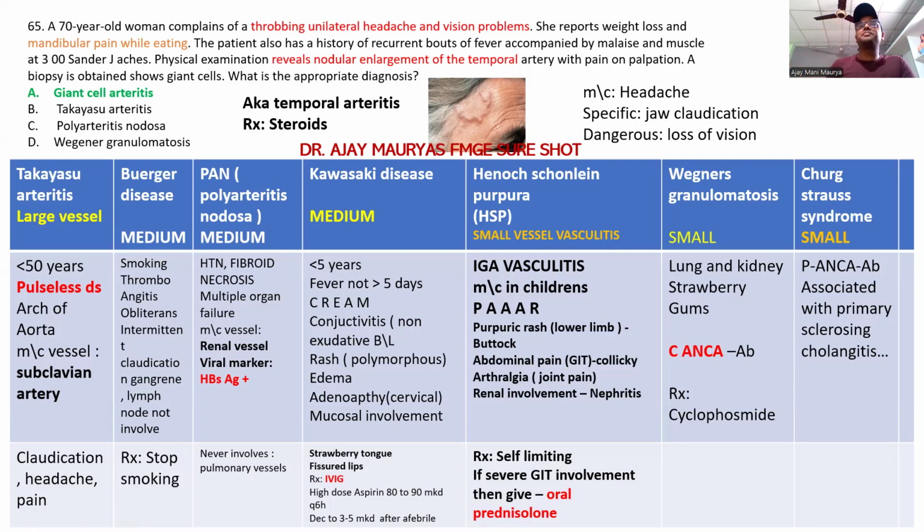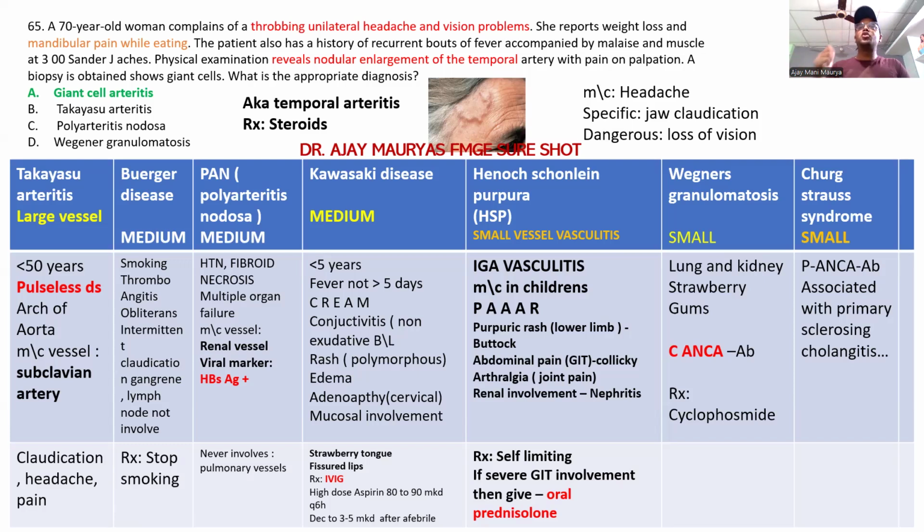Kawasaki and Henoch-Schonlein purpura. Kawasaki occurs in children less than 5 years old, with fever for more than 5 days. You have to remember the CREAM criteria: conjunctivitis, bilateral and non-exudative; rash, polymorphous; edema; adenopathy, cervical; and mucosal involvement, where you can see the strawberry tongue and fissured lips. Drug of choice is IVIG, immunoglobulin, and high dose aspirin, 80 to 90 mg/kg/day every 6 hours.